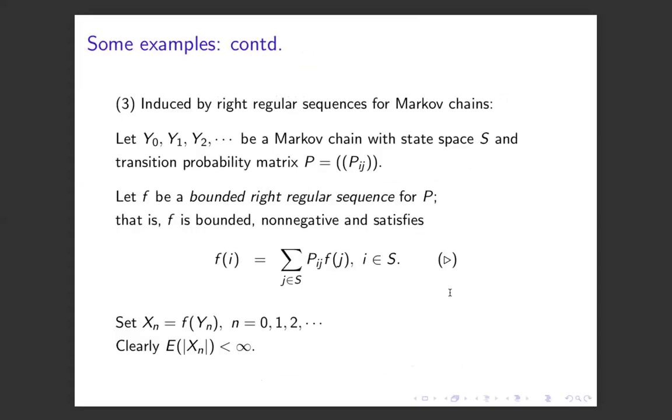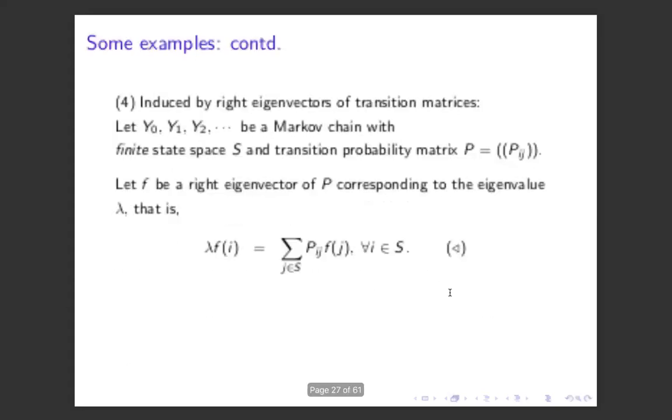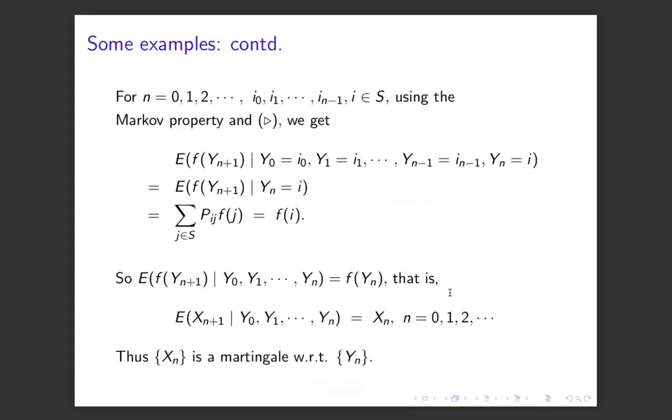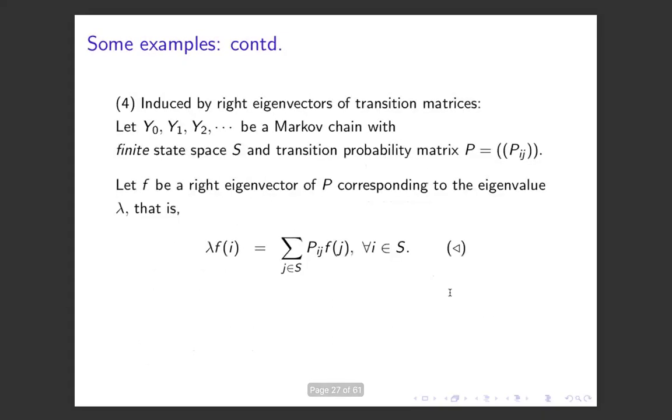Okay, we were looking at some examples of martingales, and the first example was the sums of independent random variables. Then second is the variance of a sum, and the third one is something coming from Markov chains, what we had called a bounded right regular sequence for the transition matrix P. And this we had looked at. And today we will look at something which is similar to the previous one, as a matter of fact, slightly more general. So this is, we will say, a martingale induced by right eigenvectors of transition matrices.